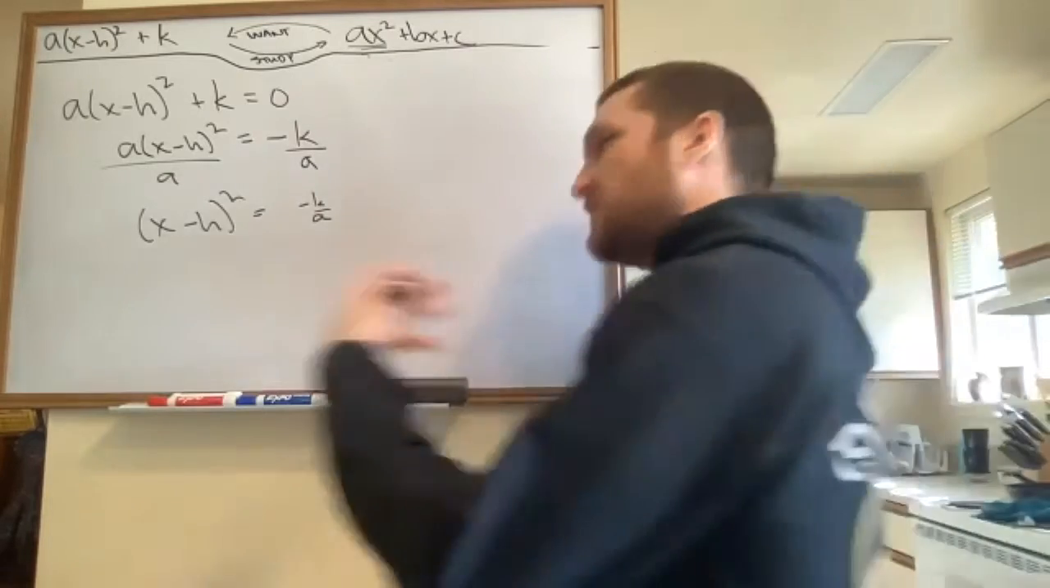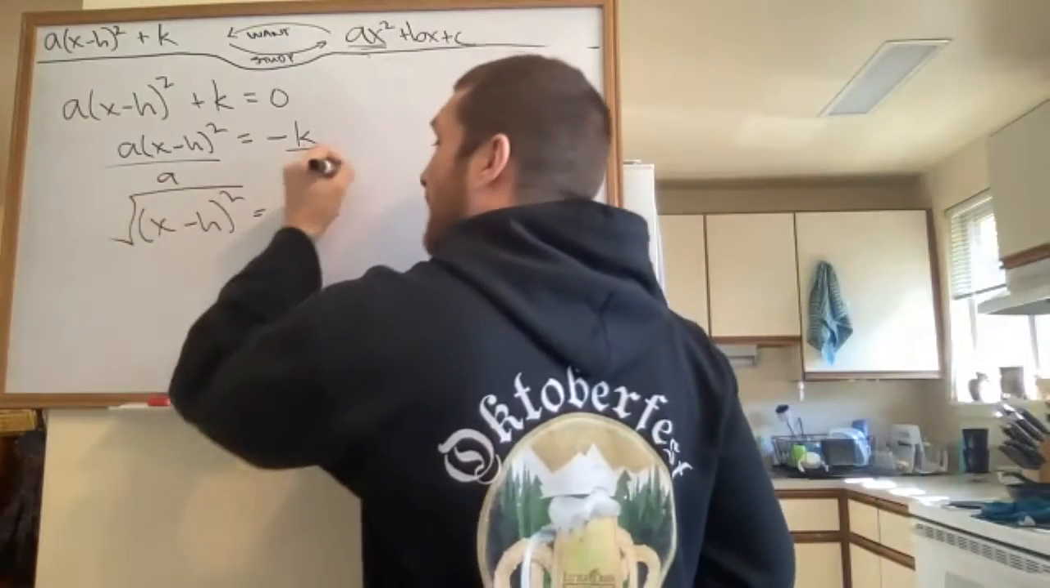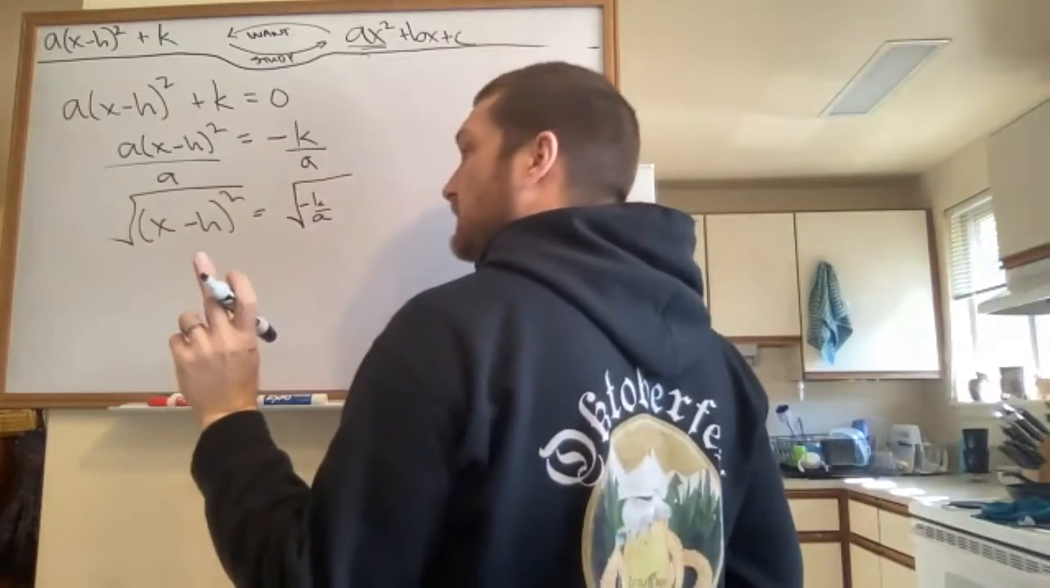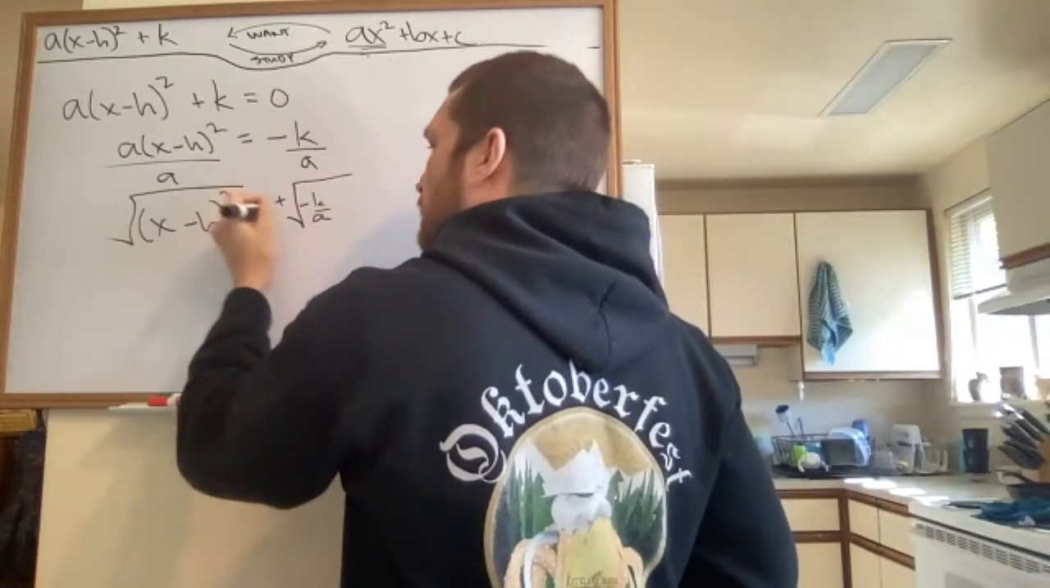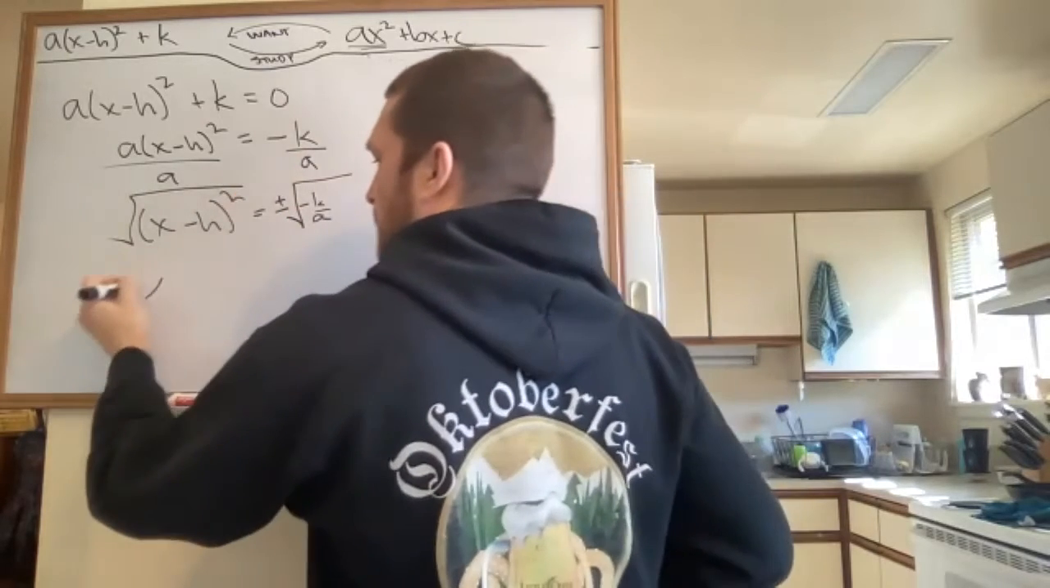Square root both sides. And what happens when we take a square root of both sides? Plus or minus. Okay.